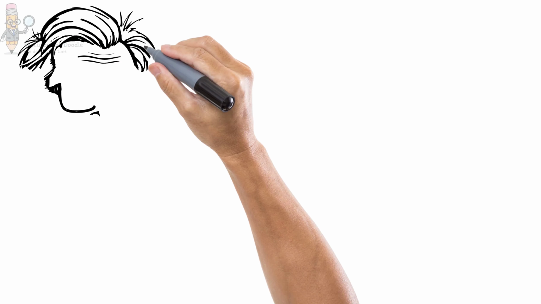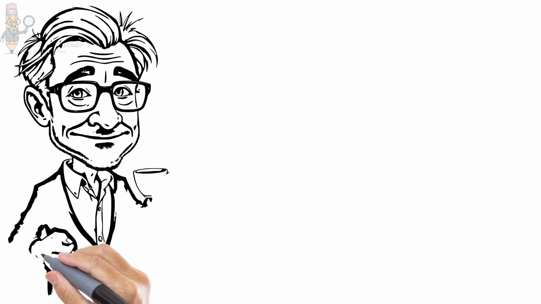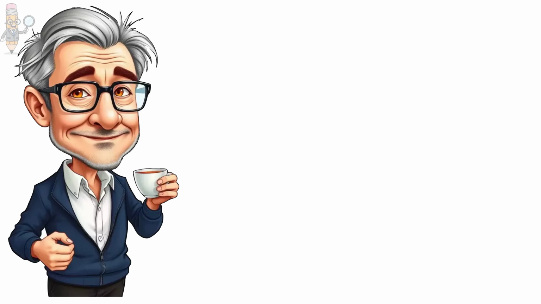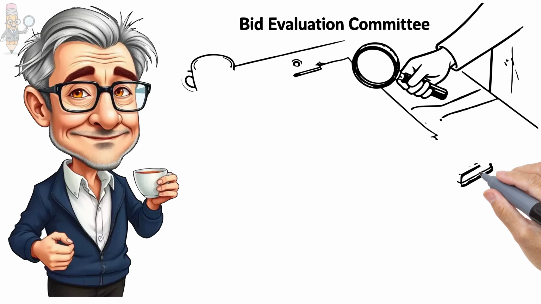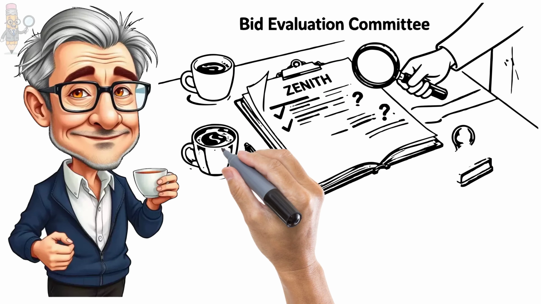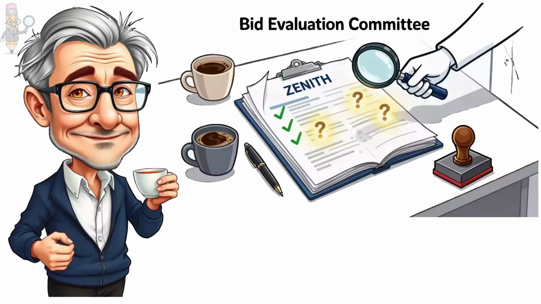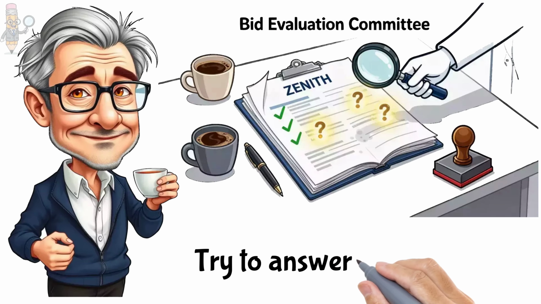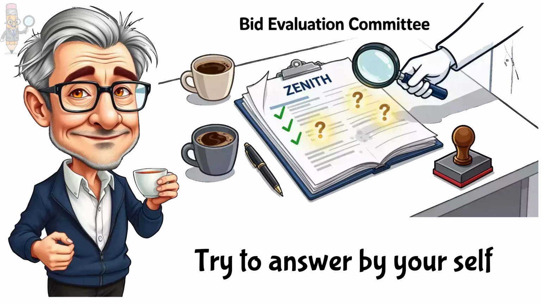Let's move from theory to practice. You're a member of a bid evaluation committee. A bid has landed on your desk from a company called Zenith. On the surface, it looks strong, but as you examine it closely, 3 potential issues emerge. Your job is to classify each one correctly and decide the fate of this bid.